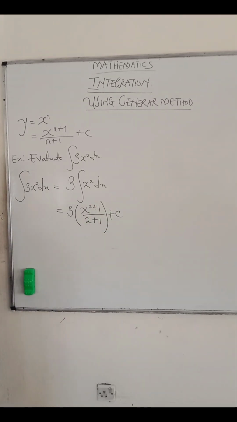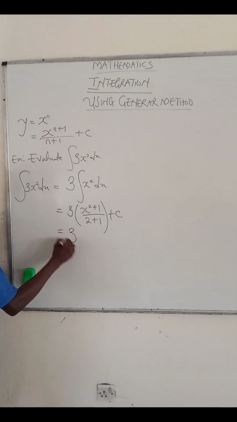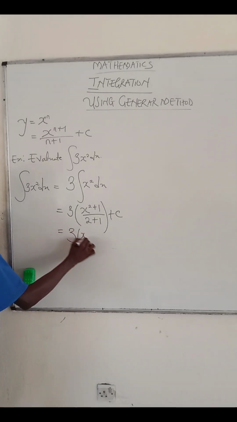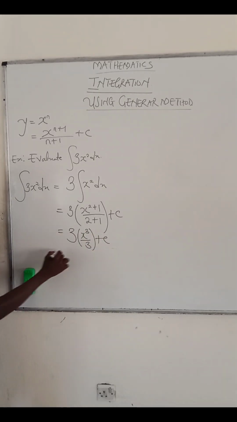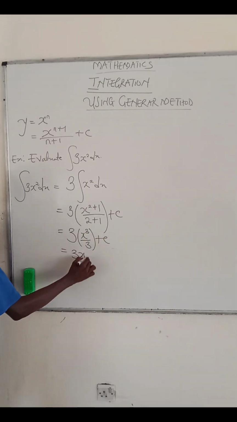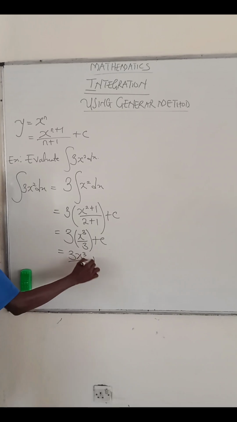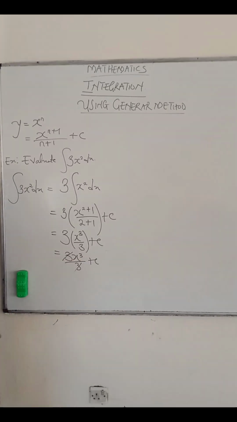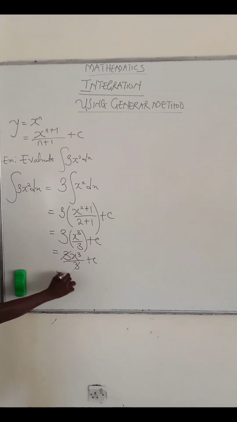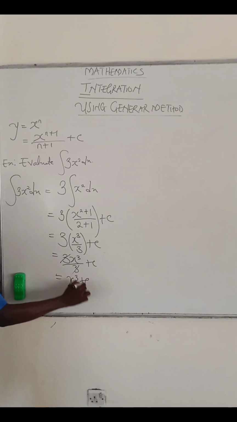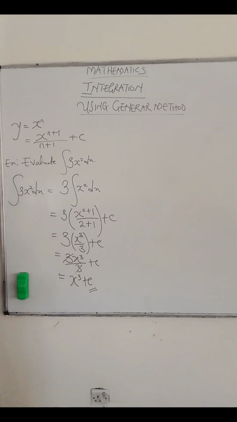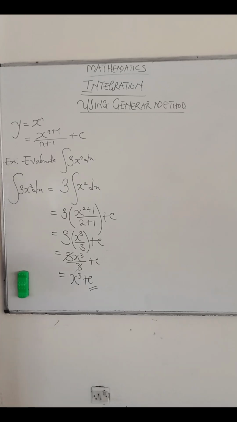When you are integrating, the integral form is not going to be there again. Are you with me? So now, it is going to be 3 into s raised to power 3 over 3 plus c. Is that not so? So it is going to be 3s cube over 3 plus c. So 3 goes in 3, and you have something like this: s raised to power 3 plus c. So that is example 1 using the general method. Now, let's look at example 2.